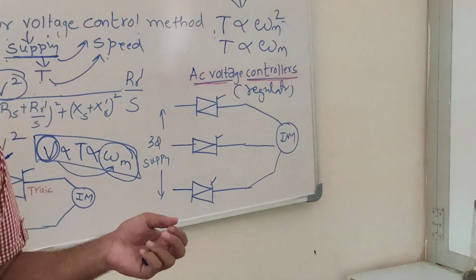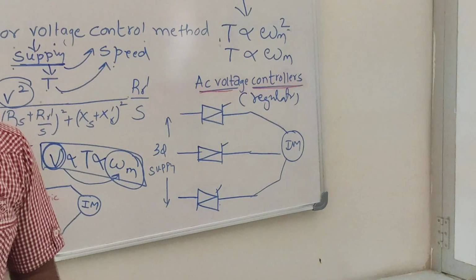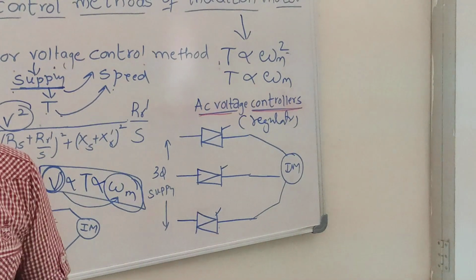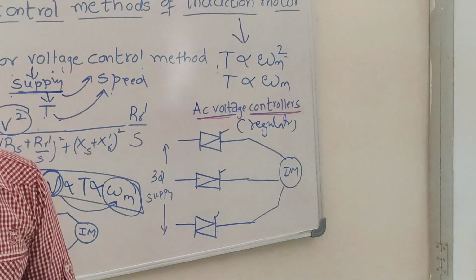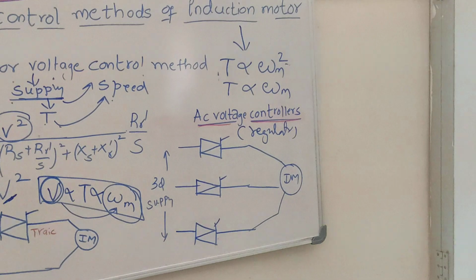In this case, what is the main component here? The main component is the triac, or anti-parallel connected thyristors. So the triac is the main component, which is the semiconductor device. Using the triac, we can control the speed of induction motor.